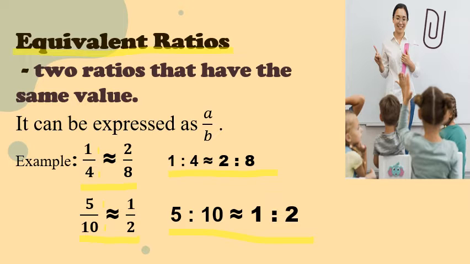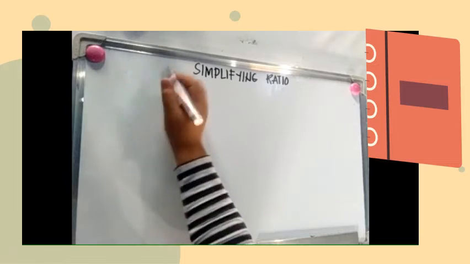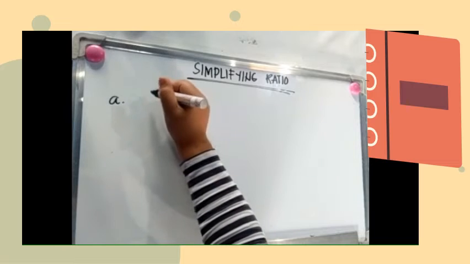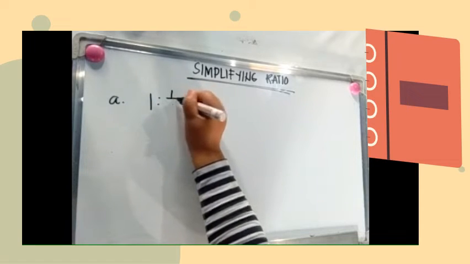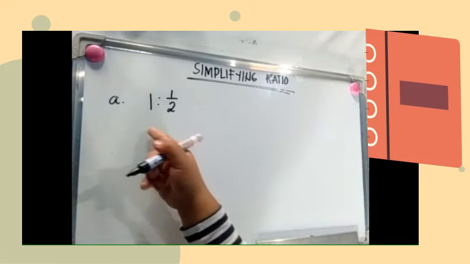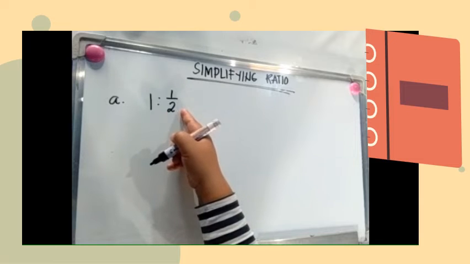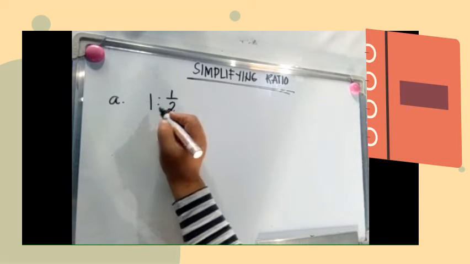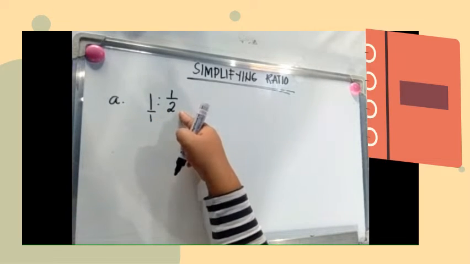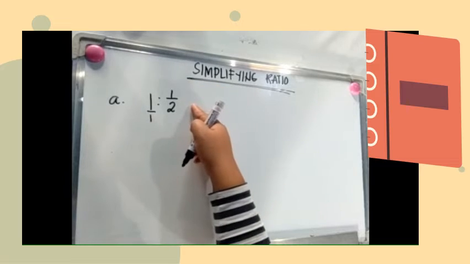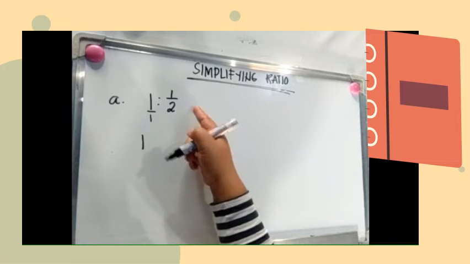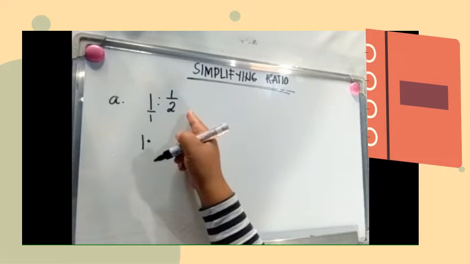So, let us have an example in simplifying ratio. So, we have letter A, 1 is to 1/2. So, how to simplify this? Simply, we have to find, what is their least common denominator, class? Okay, diba si 1 is a whole number, denominator of 1. So, what is the common between 1 and 2? So, it is 2. So, their LCD is 2. And then, to simplify this ratio, we have to multiply each term by their least common denominator.